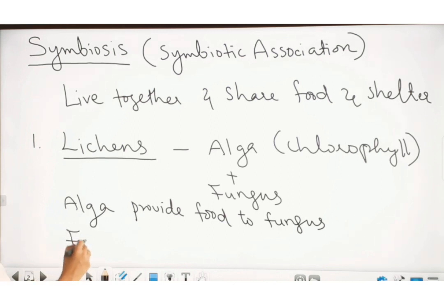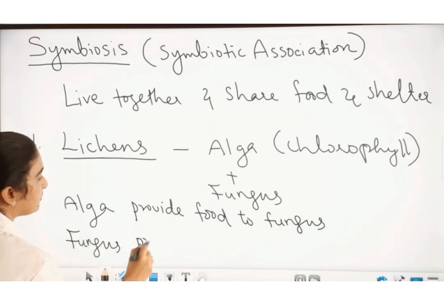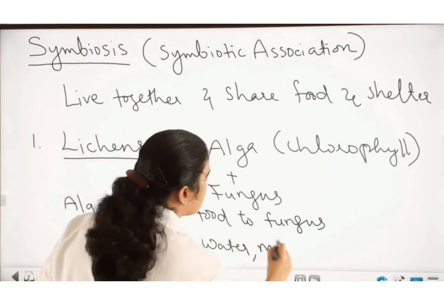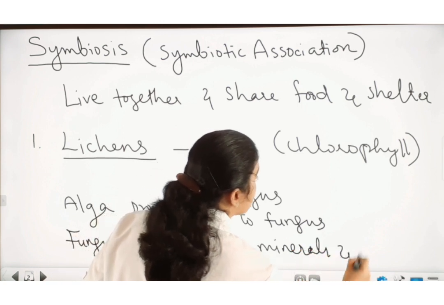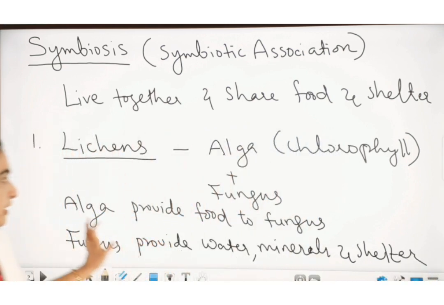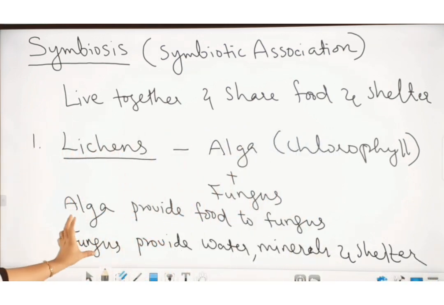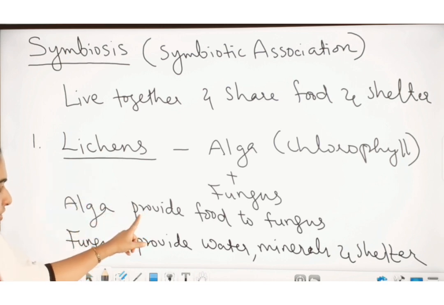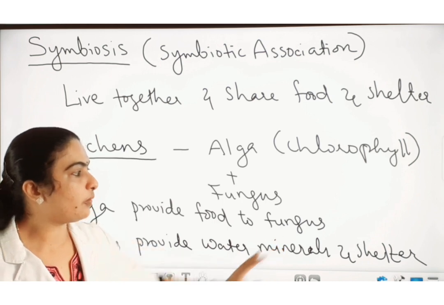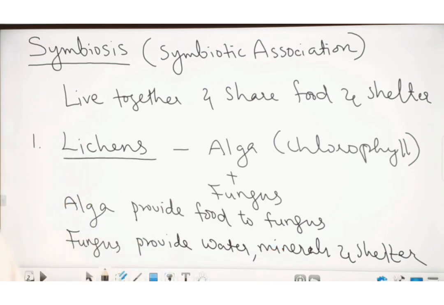So the fungus in turn provide water, minerals and shelter to algae. Is it clear? So here both the partners are mutually benefited. Which are the two partners? Alga and fungus. So alga do photosynthesis and provide food to the fungus, and the fungus in turn provide water, minerals for doing photosynthesis and provide shelter also to the alga. Is it clear about lichens?